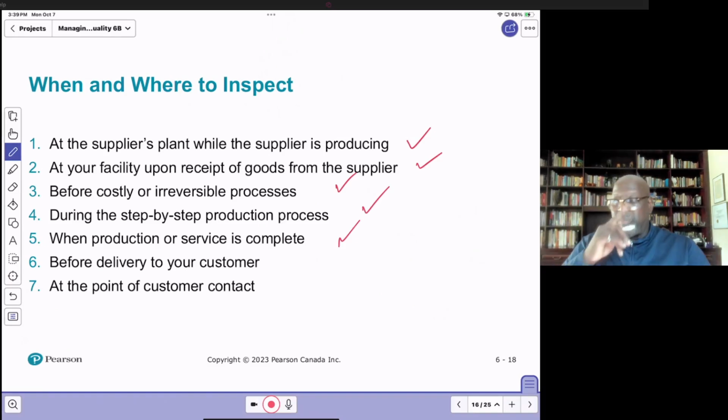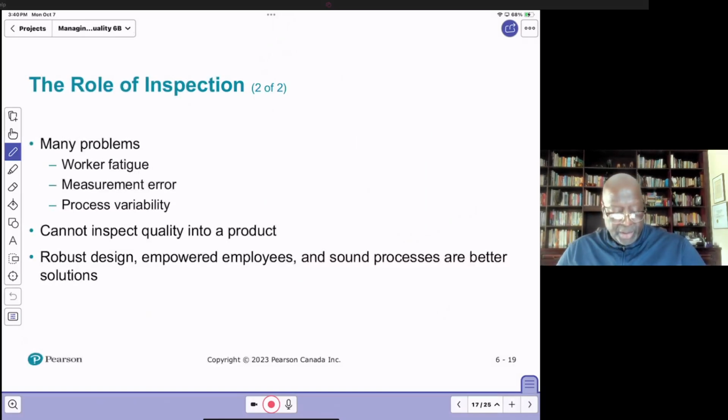Now that kind of inspection is necessary sometimes after the product is complete. You would actually inspect it as well. But that should not be your only point of inspection. You should be inspecting all along the entire process itself, right? Before delivery to the customer, you want to do random inspection where you take a subset of your products and then you inspect them. And at the point of customer contact, you can also do inspections there as well.